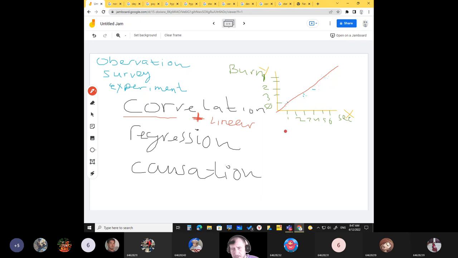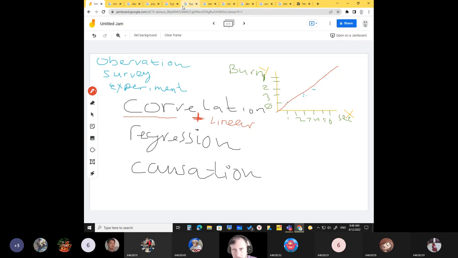Sometimes it's negative, right? The more you smoke, the shorter your life is. It's negative. The more you smoke, the shorter your life. It's not moving together, it's moving in opposite directions, right? Okay, regression.